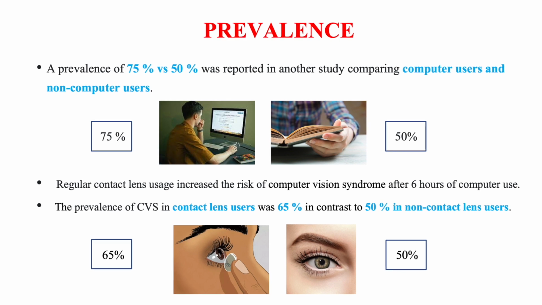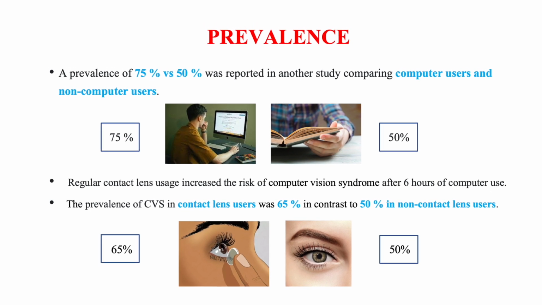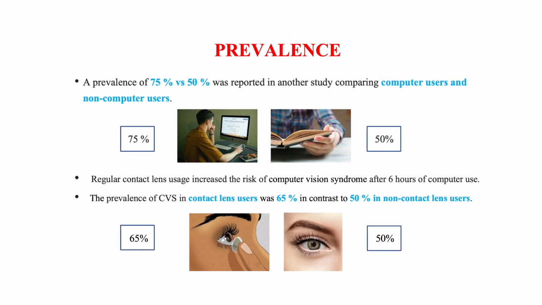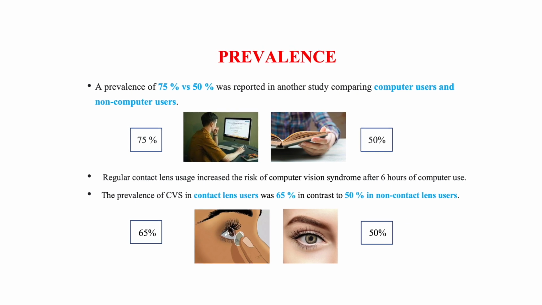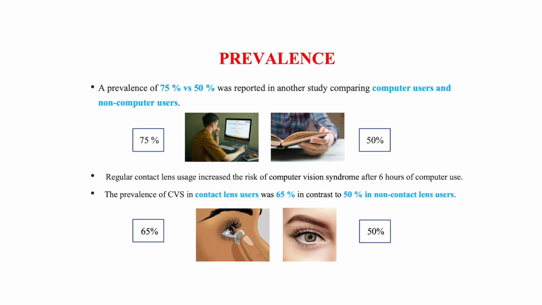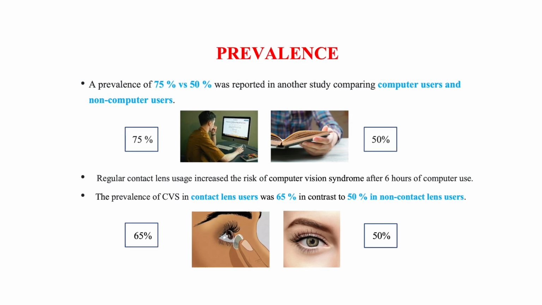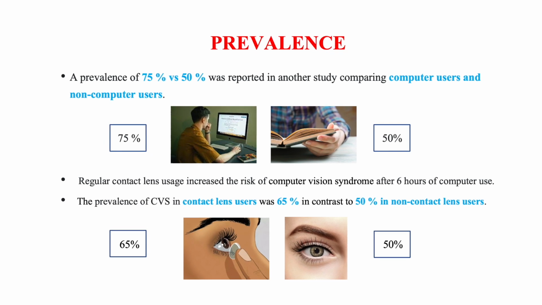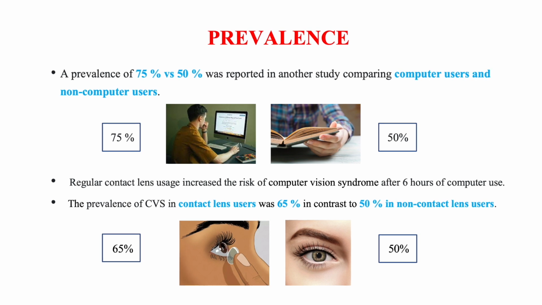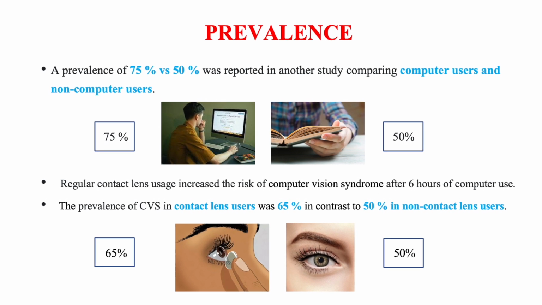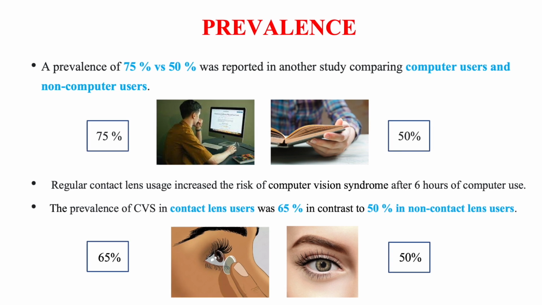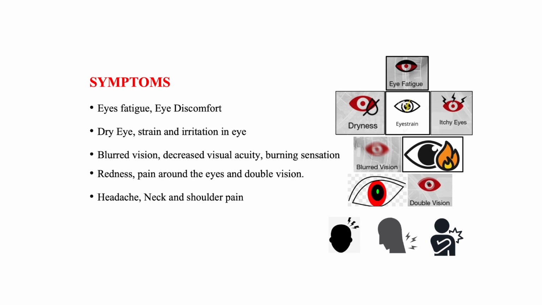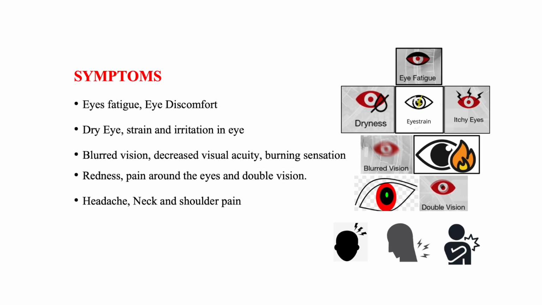The study concluded a prevalence of 75% versus 50% as reported in another study comparing computer users and non-computer users. A study revealed that regular contact lens usage increased the risk of computer vision syndrome after 6 hours of computer usage. The prevalence of CVS in contact lens users was 65% in contrast to 50% in non-contact lens users. Another study reported that the symptoms were dose dependent and increased significantly with more than 4 hours of computer usage.